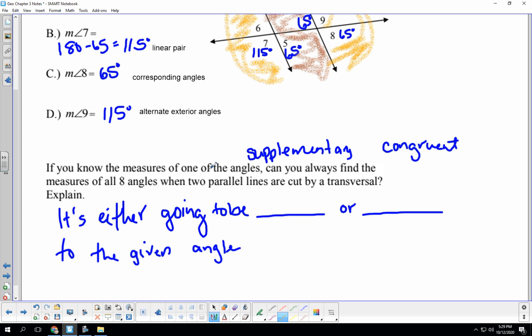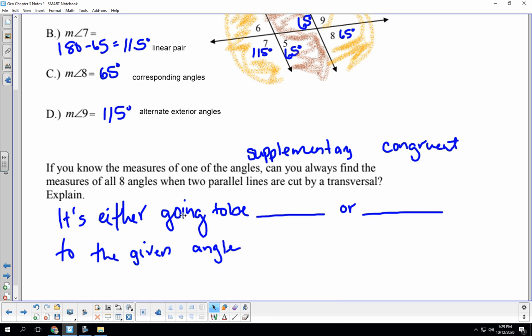Okay, if you know the measure of one of the angles, can you always find the measure of all 8 angles when two parallel lines are cut by a transversal? Yes. The answer is yes, and it says explain.